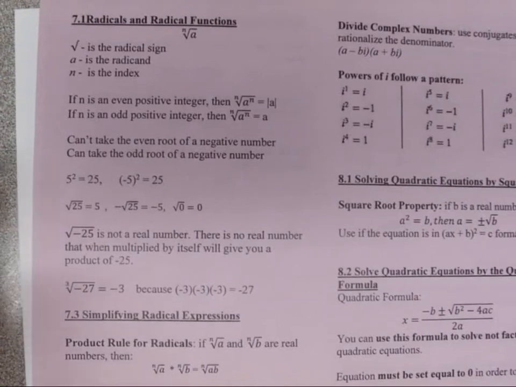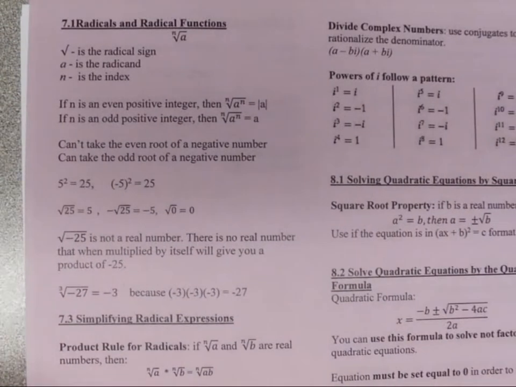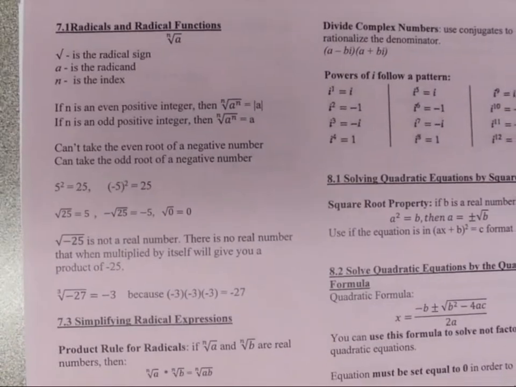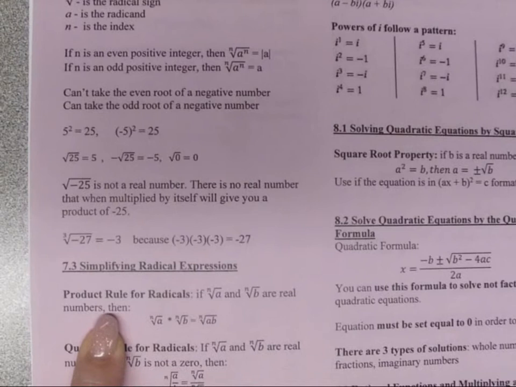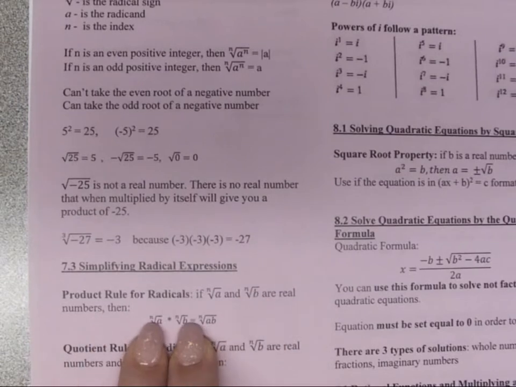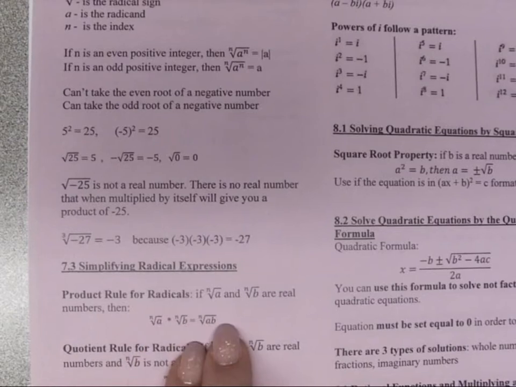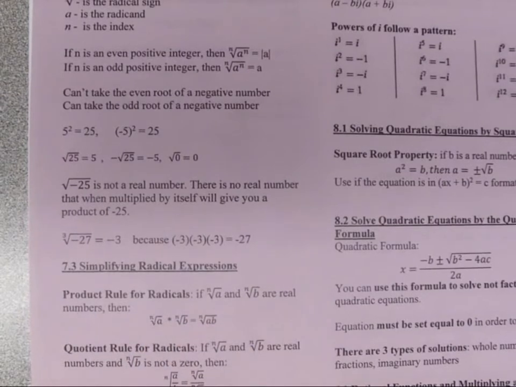So here we're going to talk about simplifying radical expressions. The first rule we'll talk about is the product rule for radicals. Basically, if they are the same root, like if they're both square roots, both cubed roots, both fourth roots, then you can multiply what's inside. The radicand that we talked about before, you would multiply those inside the root.